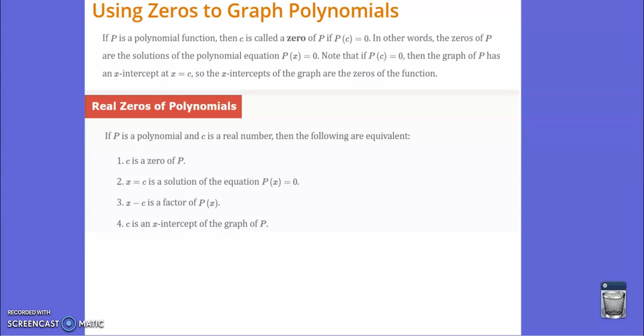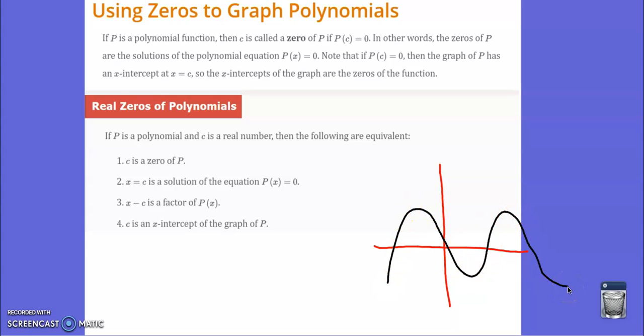So let's talk about using zeros to graph the polynomial. We've already talked about this, finding the zeros. Remember, whatever the function is, we're looking at zeros. Zeros are where it hits the x line. To find the zero, we're going to factor it or use the quadratic formula, and find those zeros, and that's going to help us graph the function.